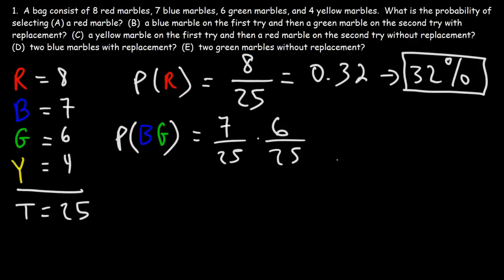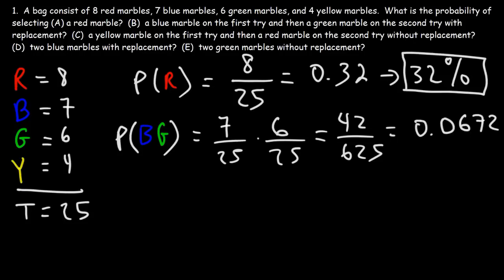So now let's do the math. 7 times 6 is 42. 25 times 25 is 625. Now 42 divided by 625, that's 0.0672. So if we multiply that by 100, that corresponds to a 6.72% chance of getting a blue marble on the first try and then a green marble on the second try.